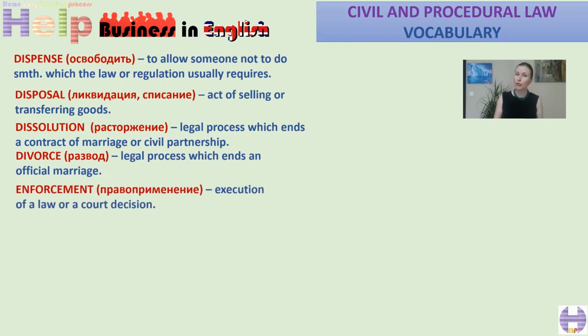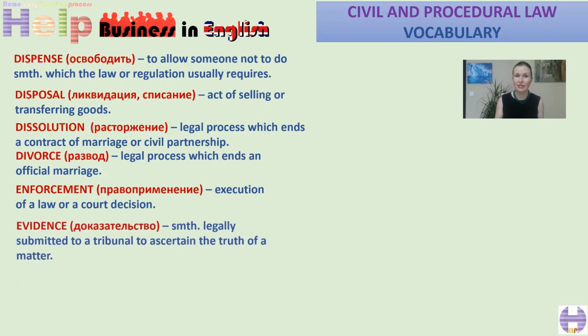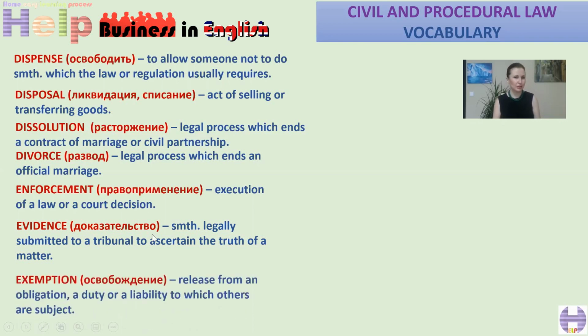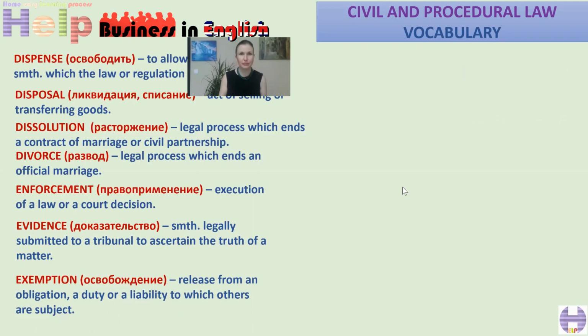Enforcement, правоприменение. Execution of a law or a court decision. Evidence, доказательство. Something legally submitted to a tribunal to ascertain the truth of a matter. Exemption, освобождение. Release from an obligation, a duty, or a liability to which others are subject.